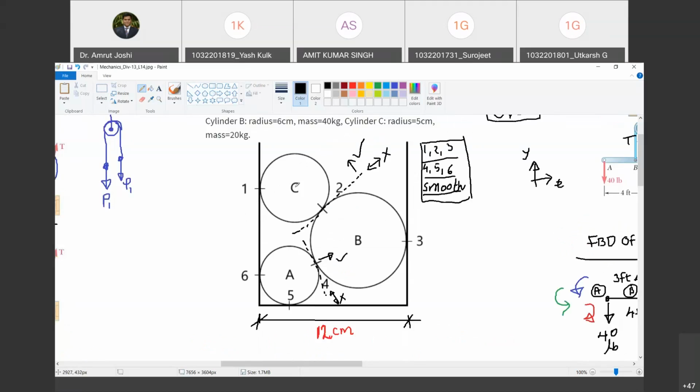Similarly, if you look at the contact between C and this vertical wall, the common tangent is the vertical wall itself. Do you agree with me? So there cannot be reaction along the wall. This reaction is not possible, but there will be reaction perpendicular to the wall. Happy? Similarly here, perpendicular reaction will prevail, but along the wall reaction is not going to prevail. Happy?